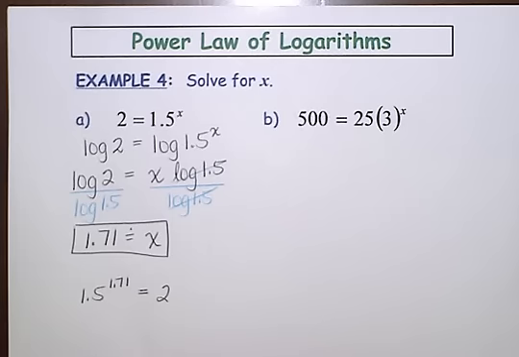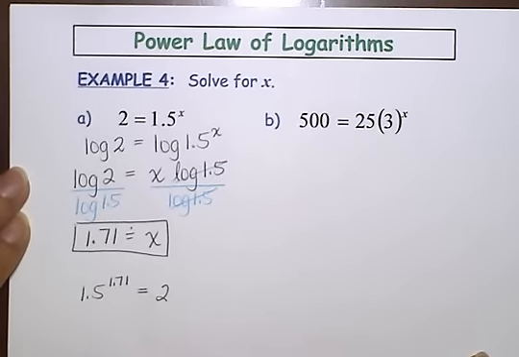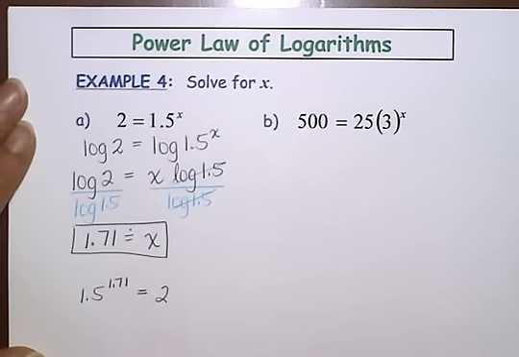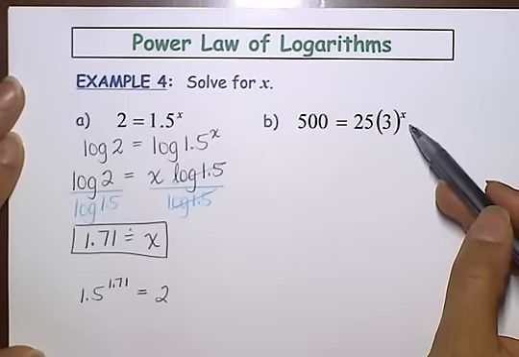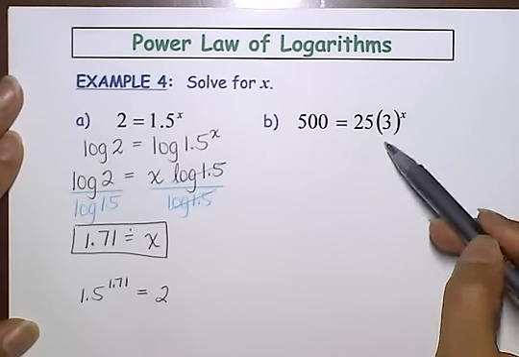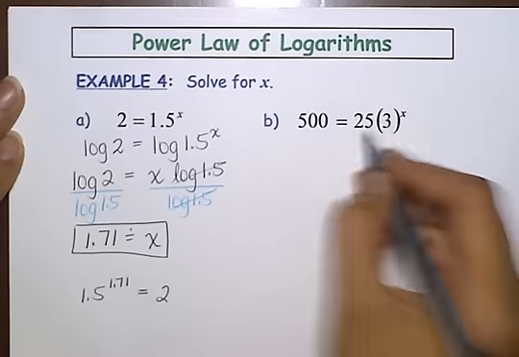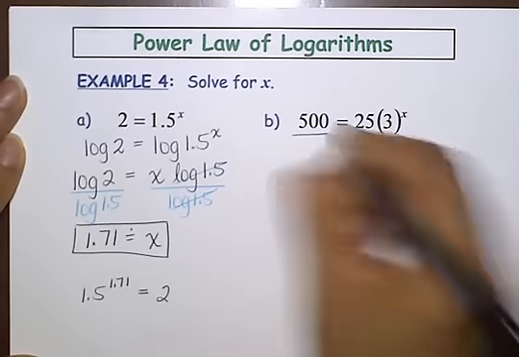Okay, so let's look at the second example. We have 500 equals 25 times 3 to the exponent x. And so what I'm going to try to do again is to solve for the exponent part. What I'll notice is that I have a coefficient of 25 multiplying the exponent part, 3 to the exponent x. And so I can actually eliminate this 25 by dividing both sides by 25 first.